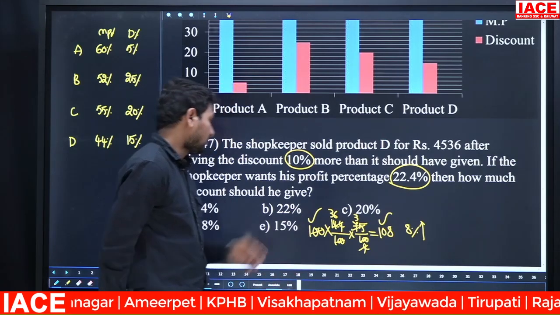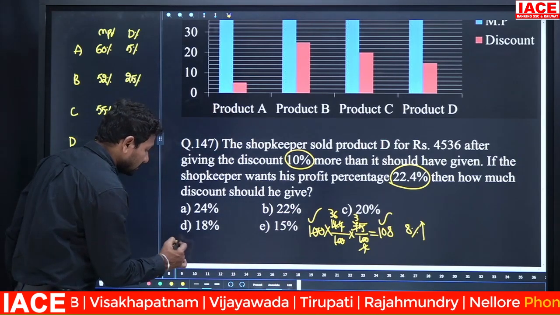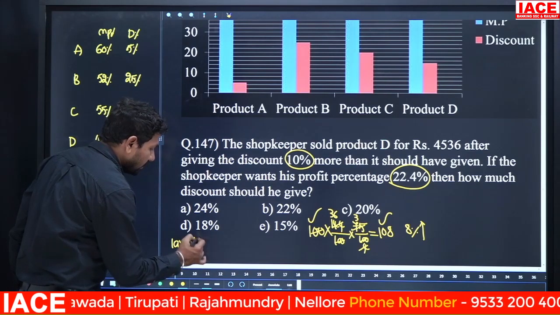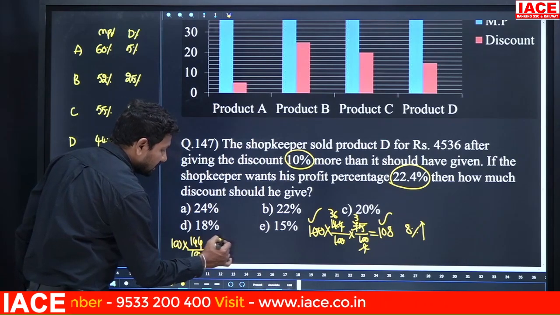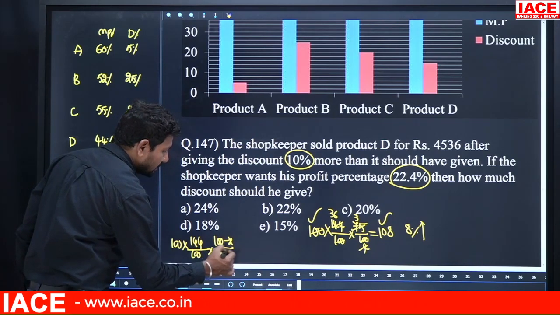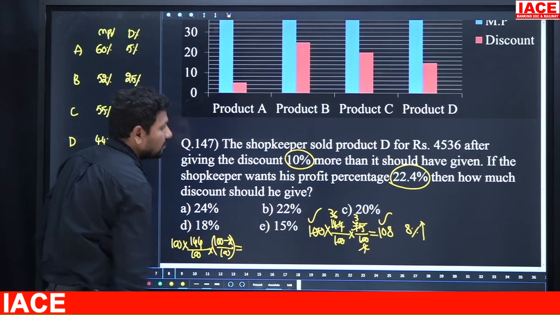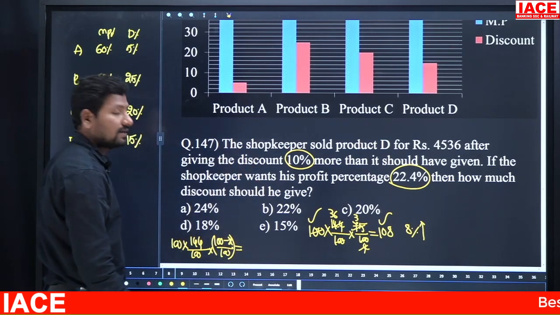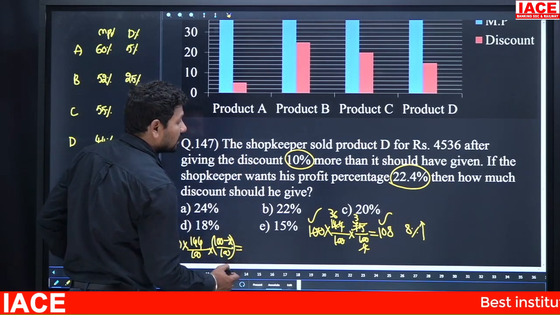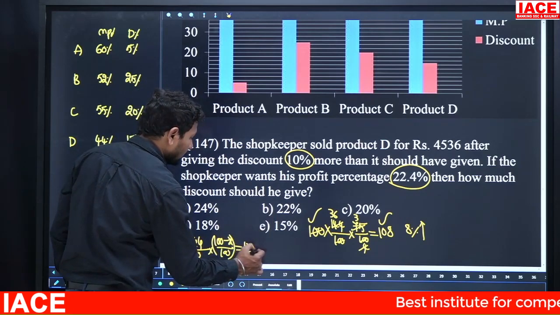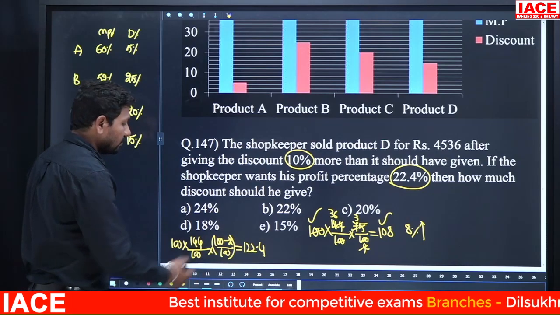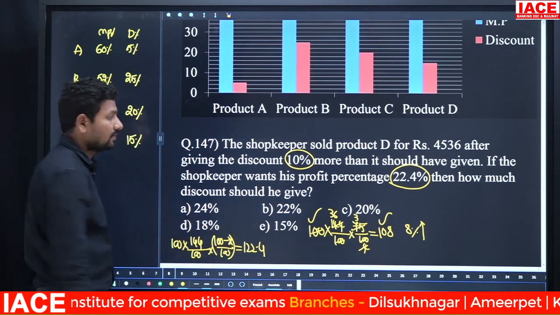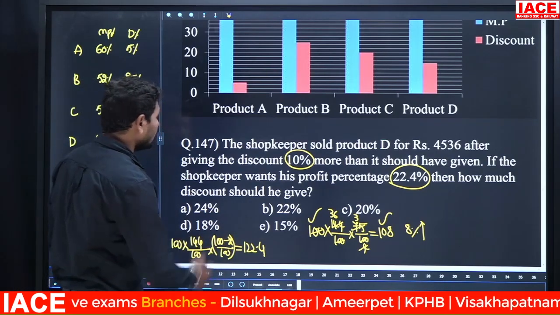Then again here the same 100 and 144 by 100 into how much percentage discount allowed. He wants to make the profit how much percentage? 22.4. 22.4 means here the profit is 122.4. 100 rupees became 122.4. Then how much discount should we allow? Okay, then look here, should he give?